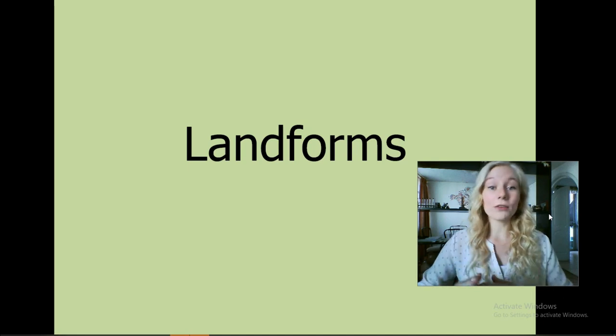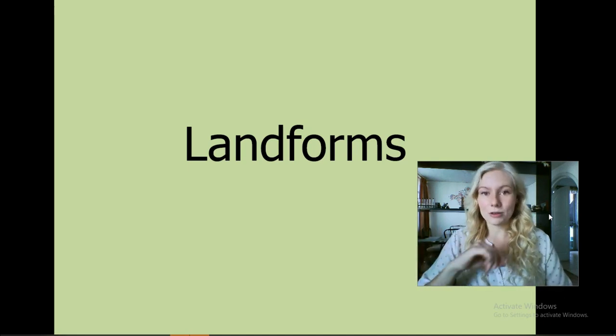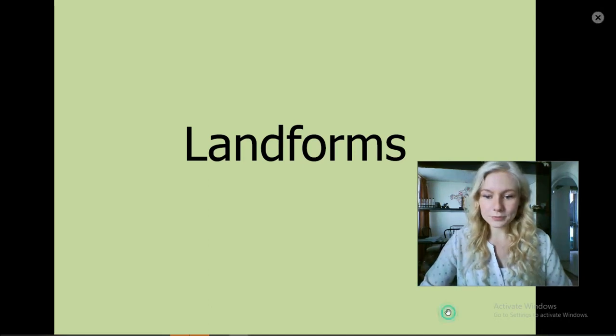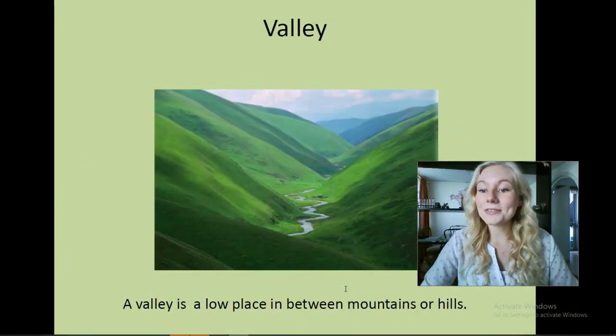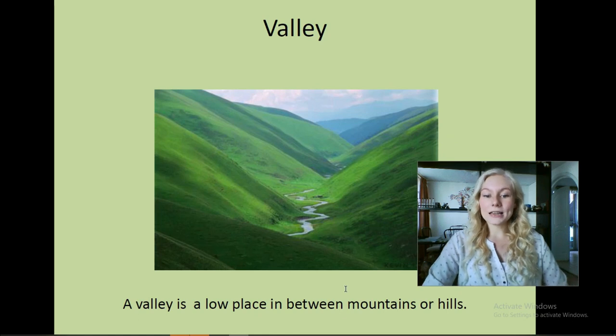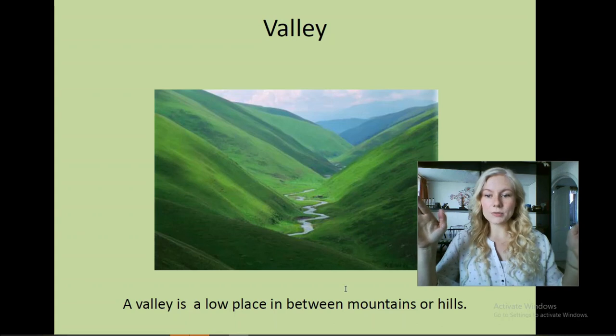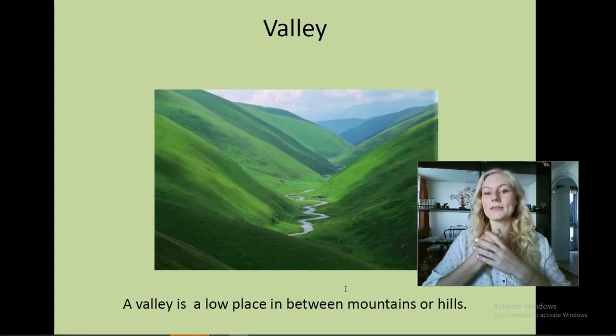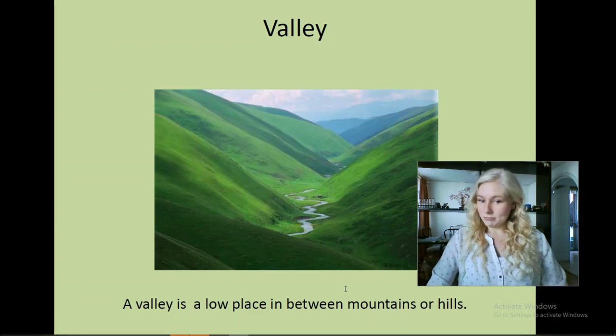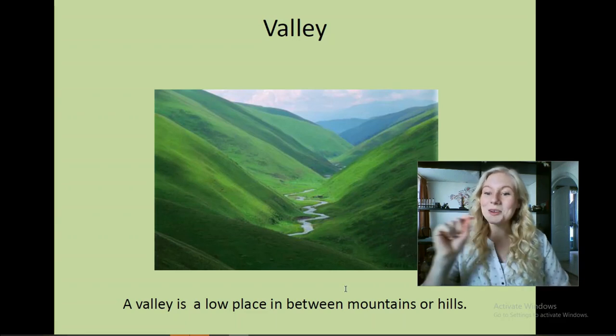So I'm going to go over them with you. You're going to draw a picture and write down each word that I say. So for landforms, we have a valley. This is the first one. A valley is a low place in between mountains or hills. It's pretty simple. It's just where two mountains kind of go down and create a valley. You can see in the picture, that's a valley, okay? I think that one's pretty easy. So you're going to write the word valley, and then draw a small picture next to the word.